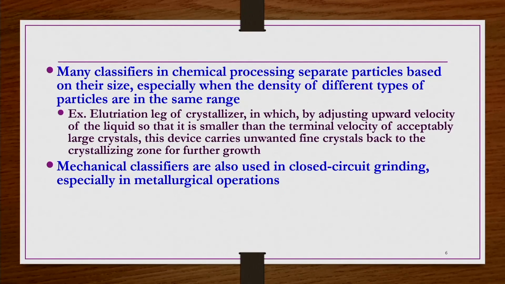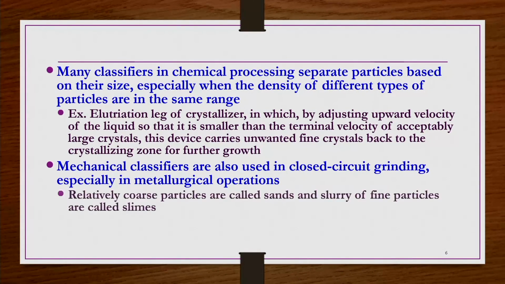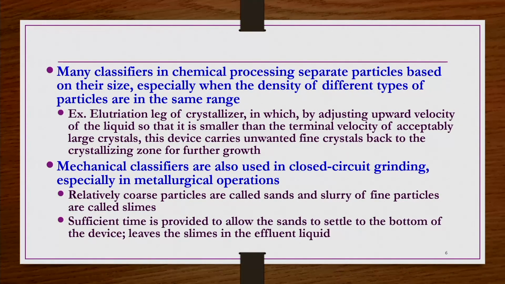Okay. Mechanical classifiers are also used in closed circuit grinding, especially in metallurgical operations, where relatively coarse particles are called sands and the slurry of fine particles is called slims. Sufficient time is provided to allow the sands to settle to the bottom of the device, leaving the slims in the effluent liquid itself. So, these are the kind of real life applications we can see using these classifiers.